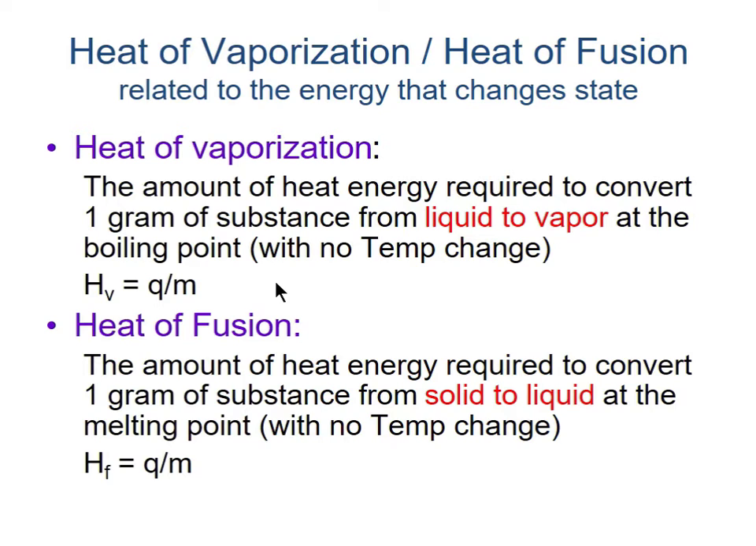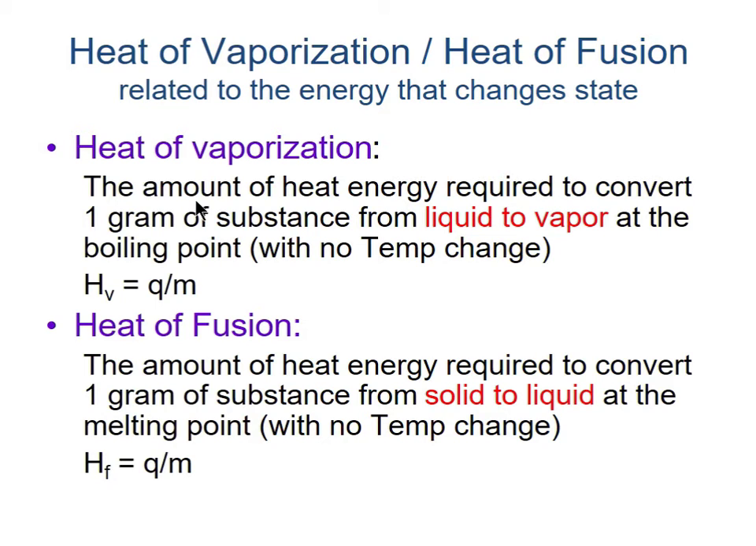Related to calorimetry is heat of vaporization and heat of fusion. And these are ways to deal with the heat energy involved in changing state. So heat of vaporization is the amount of heat energy required to convert 1 gram of substance, and sometimes it's 1 mole of substance. I have different reference tables I can refer to, going from liquid to vapor with no temperature change. The heat of fusion is the amount of heat energy required to convert 1 gram of substance from solid to liquid.